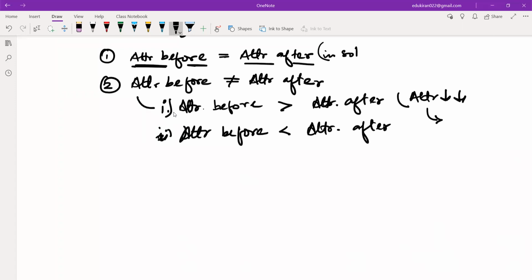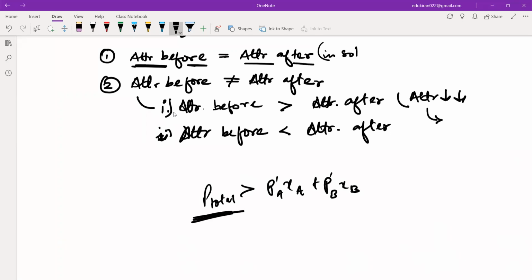Then the vapor pressure will be more or less. Then they will form more vapor or less vapor if they're escaping easily? If they're escaping easily, they will form more vapor. That means the vapor pressure will be high. That is why P total is greater than P naught A chi A plus P naught B chi B.